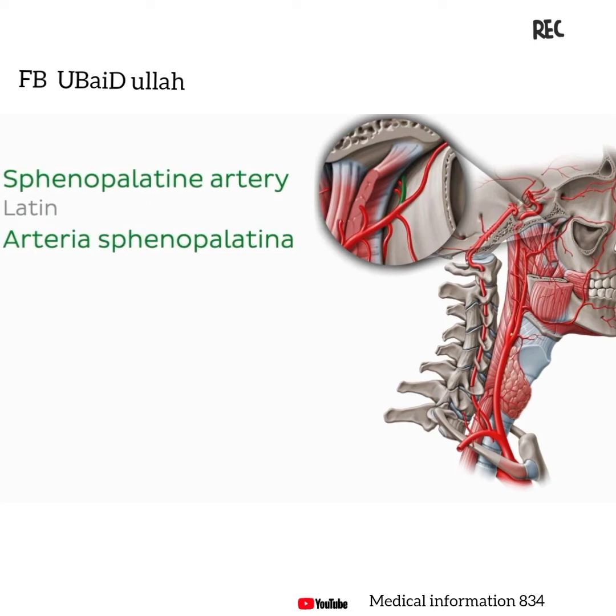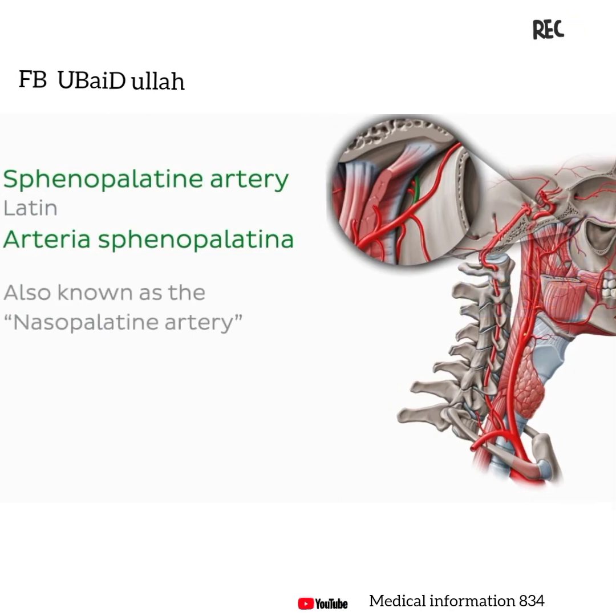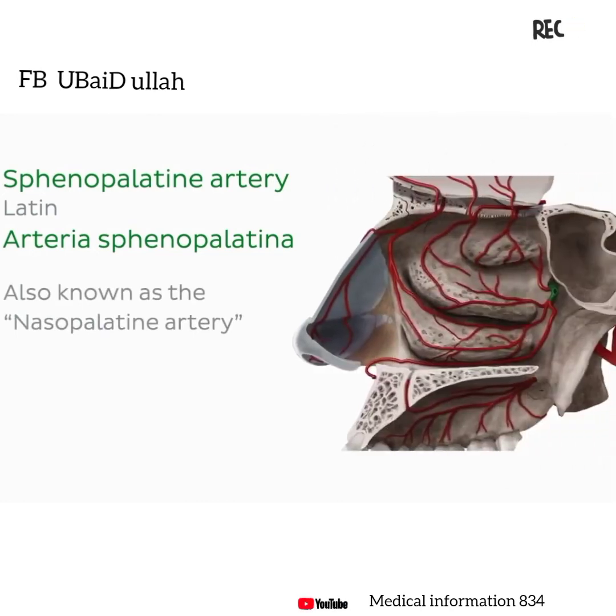Next, let's look at this small vessel here, which is the sphenopalatine artery. It arises from the third part of the maxillary artery, the pterygopalatine part. Also known as the nasopalatine artery, the sphenopalatine artery travels through the sphenopalatine foramen, entering the nasal cavity at just the back of the superior meatus. Here the artery supplies the nasal cavity and gives off posterior nasal branches. The sphenopalatine artery terminates on the nasal septum, where it gives off its posterior septal branches.